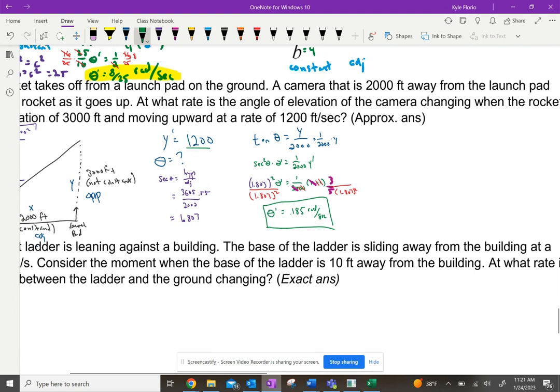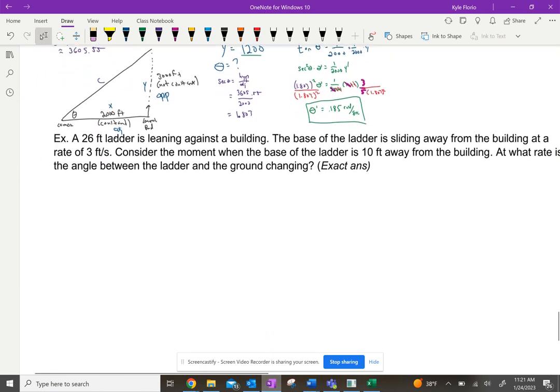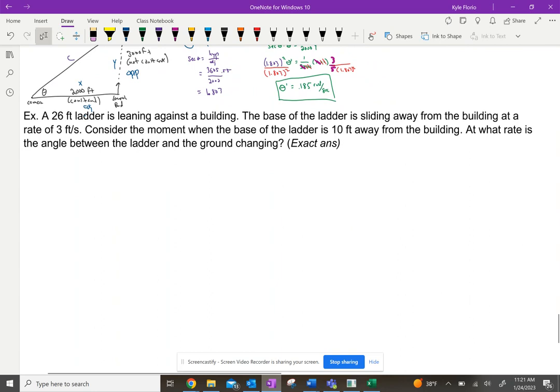Okay. The problem is really the same as the last one. The only difference is the numbers aren't as nice, but the process was still the same, so it's good to see it twice. All right.